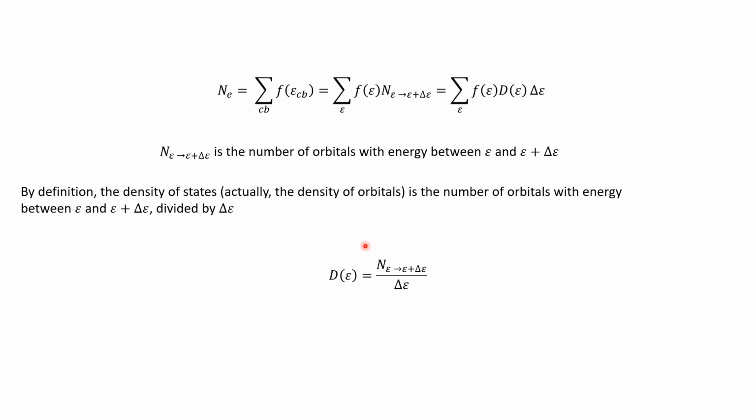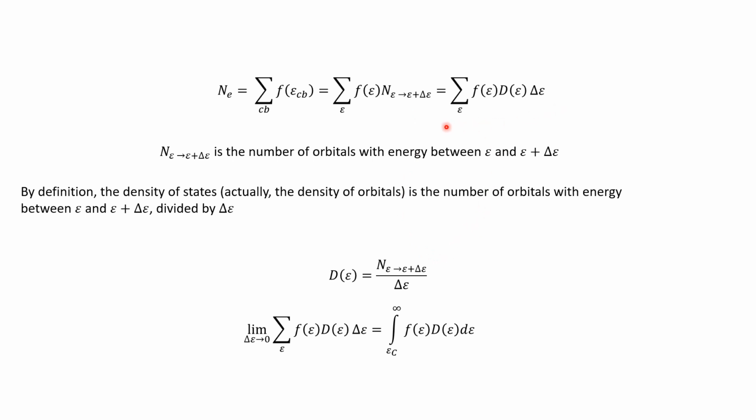Now, using the definition of density of states, we can replace this term, which is the number of orbitals with energy between epsilon and epsilon plus delta epsilon, in terms of the density of states. So it becomes the density of states times the variation delta epsilon. And of course, I already mentioned, we want this term to be infinitesimal because we want all orbitals within this range to have the same probability of occupation. So the function here cannot change when we move from epsilon to epsilon plus delta epsilon.